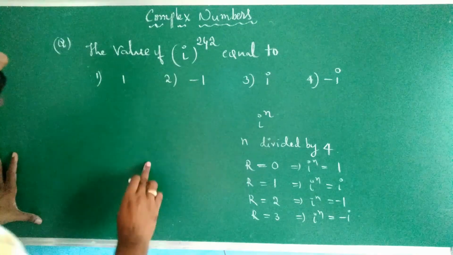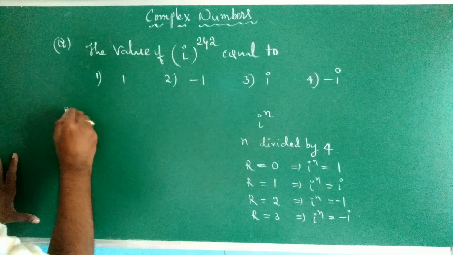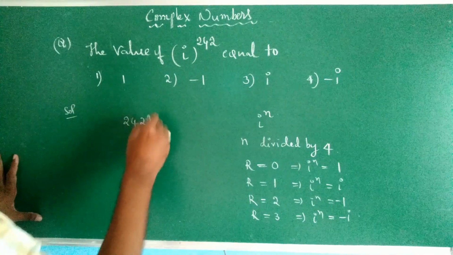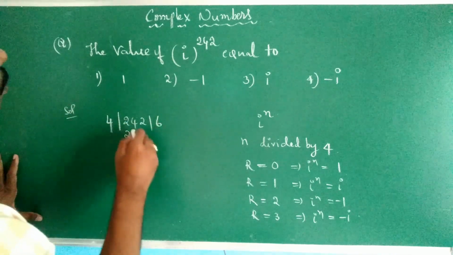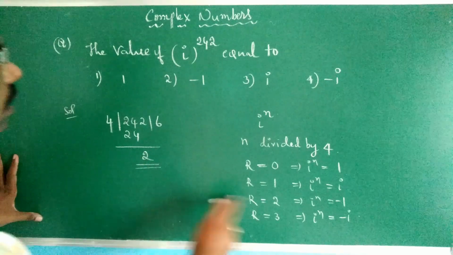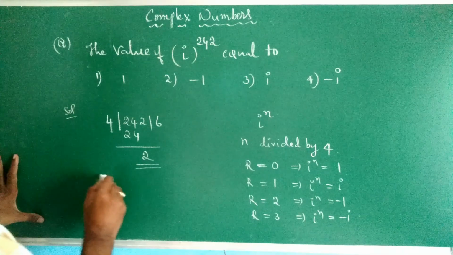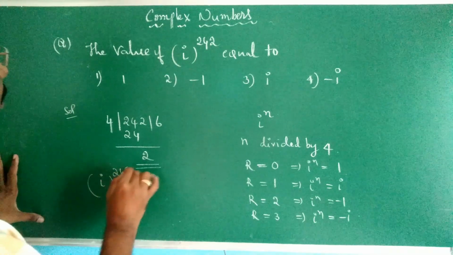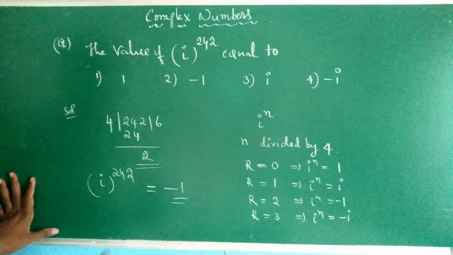Now find i power 242. Dividing 242 by 4, the remainder is 2. Remainder 2 means i power n value is minus 1. Therefore, i power 242 is equal to minus 1.